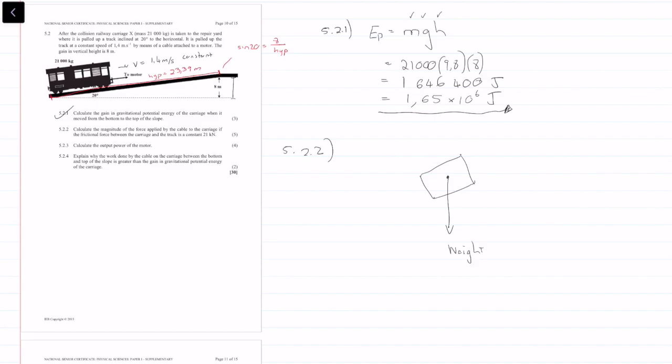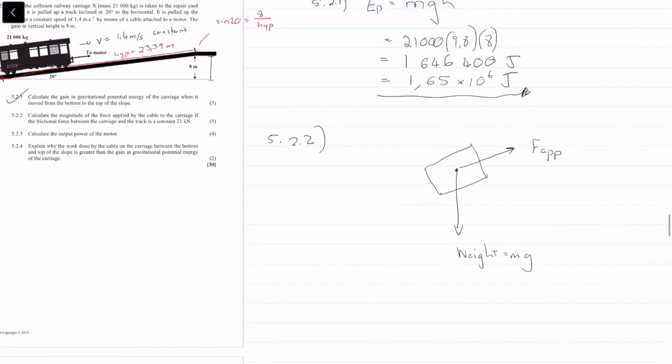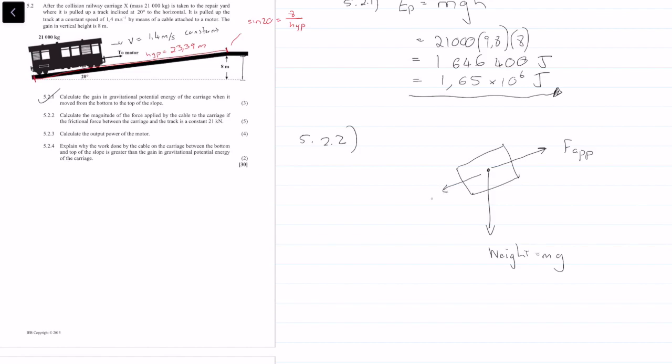Okay, and that's equal to mg. We know that. Then we have the force applied, which is what we're looking for, and we have the force of friction. So we write that as force friction, which is equal to 21,000 newtons. We can also write mg as equaling 205,800 newtons. So the first question we really need to ask ourselves is, what plane are we working in?